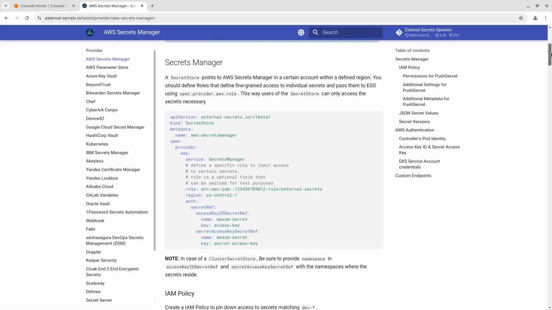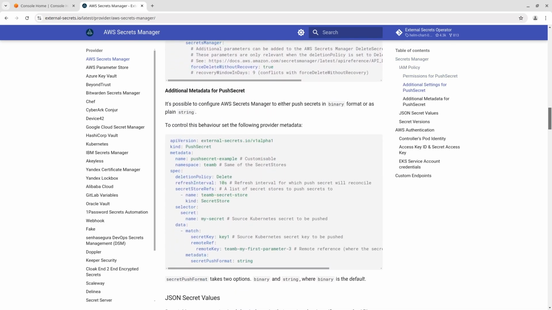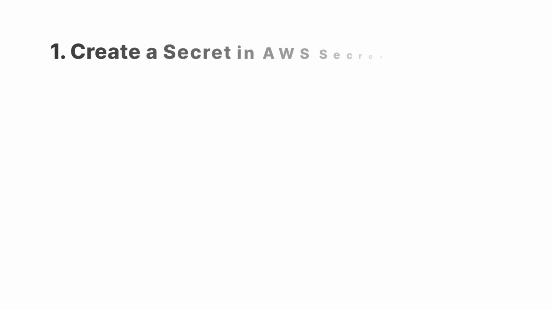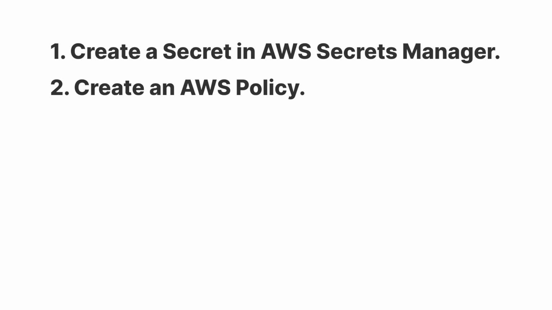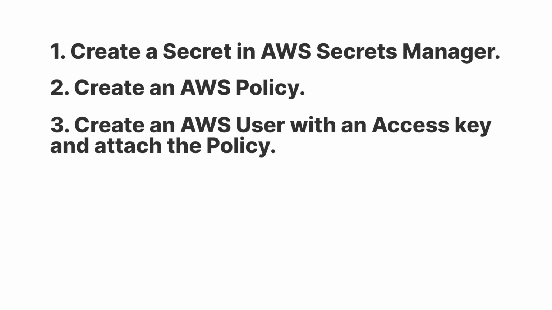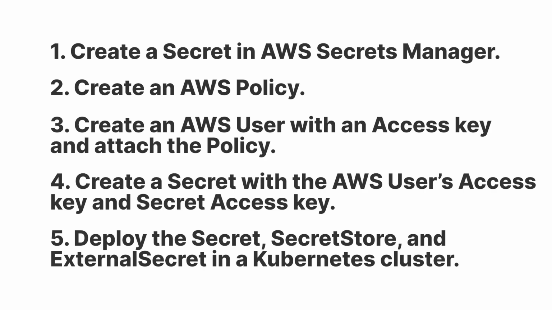By the way, on each provider's page, you can find useful information on how to connect it to external secrets operator. In our case, we need to do several steps. Create a secret in AWS Secrets Manager. Create an AWS policy that allows reading from AWS Secrets Manager. Create an AWS user with an access key and attach the policy. Create a secret with the AWS user's access key and secret access key. This secret is required for the secret store. Deploy the secret store and external secret in a Kubernetes cluster.